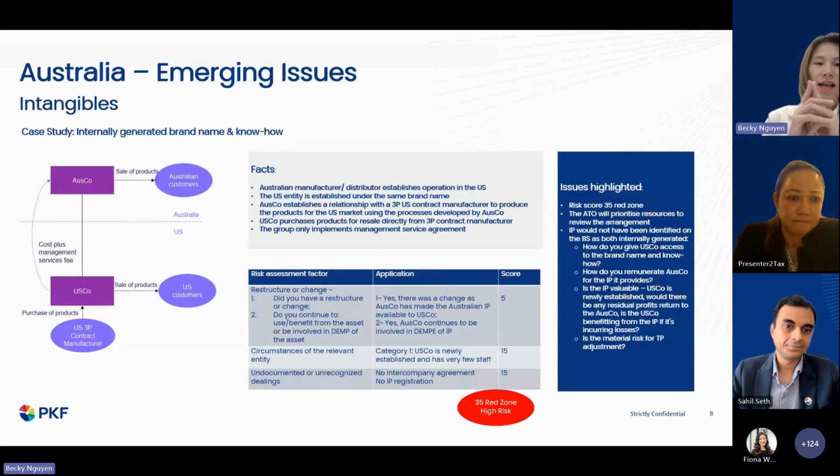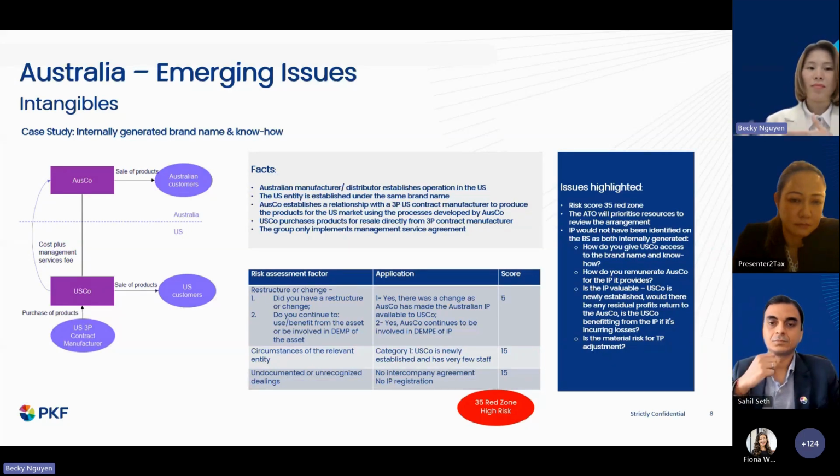And we wanted to highlight at least one case study which is highly relevant to taxpayers when it comes to internally generated intangible assets. The facts of the case here is we have an Australian manufacturer. It has operations in the US, and the US entity is established under the same brand name. And in the US, there are third-party contract manufacturers who produce the products and then sell them to the US customers.